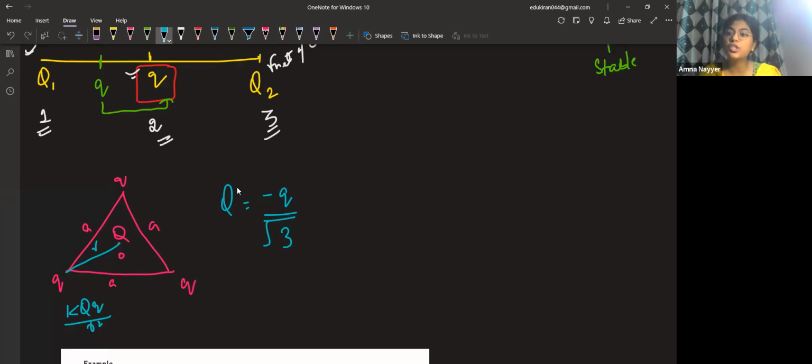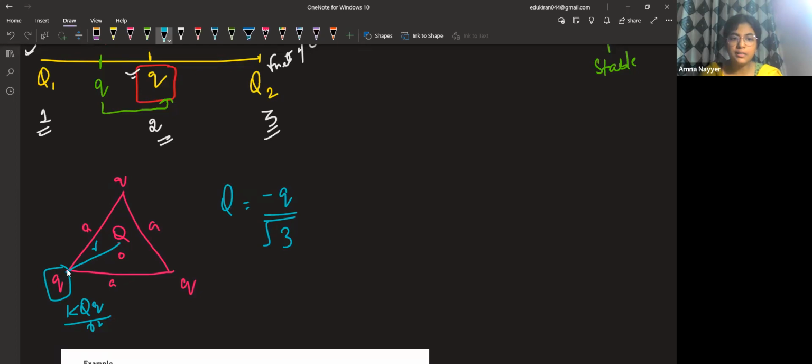How will you get minus q in your answer? What you do in such cases, take any one charge. Let's say I have picked up this charge. Just pick up one charge and calculate all the forces due to this charge, right?